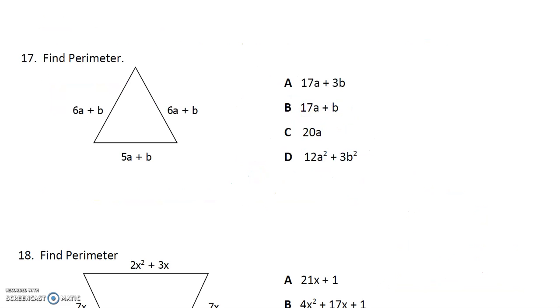Okay, find the perimeter, and this is a triangle, so we have 3 sides, 6a plus b, 6a plus b, and 5a plus b. To find perimeter, remember we're just going to add all the sides, right? So I'm going to have 6a plus b plus 6a plus b plus 5a plus b. All right, so we have a terms. I've got 6a plus 6a plus 5a. So 6 plus 6 is 12 plus 5 is going to give me 17a. So already I can cross off these two answer choices.